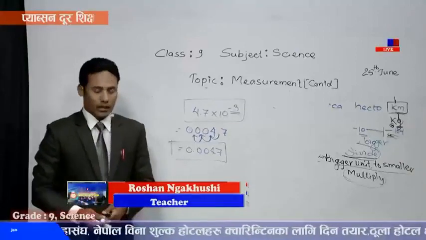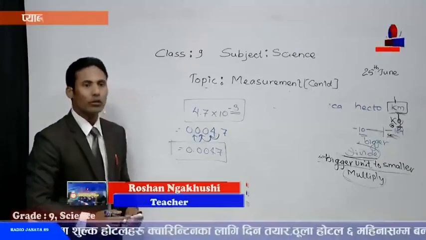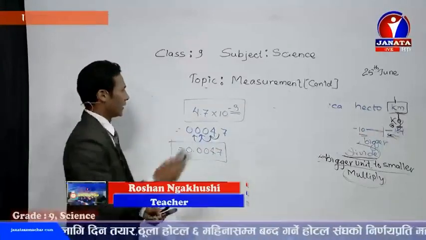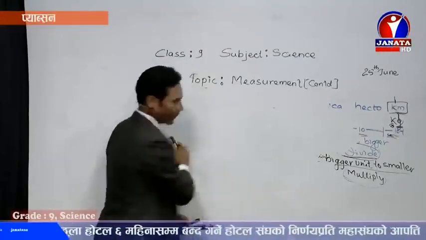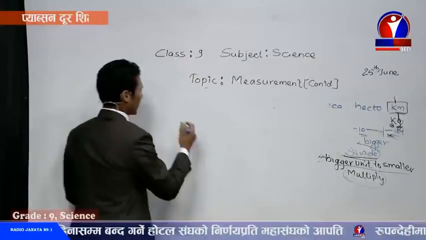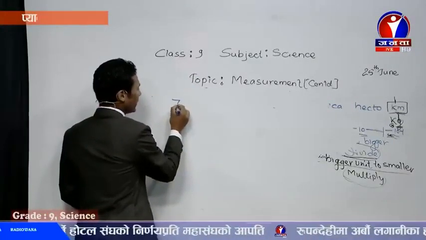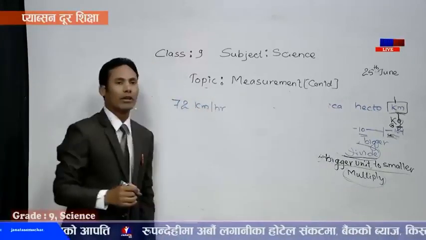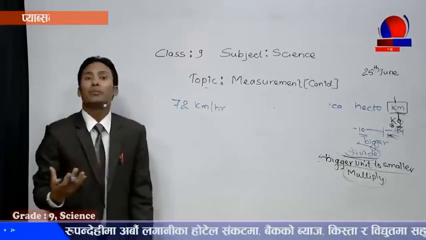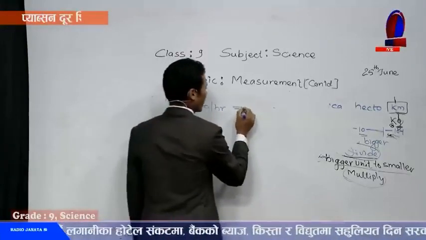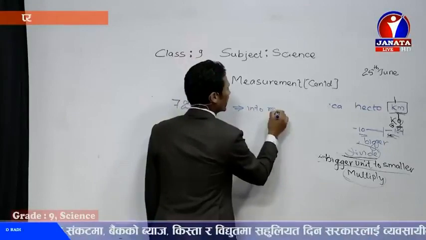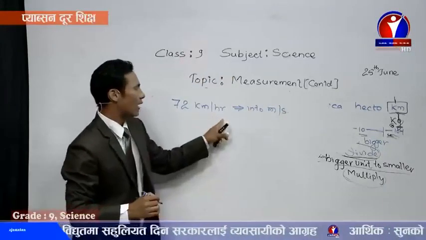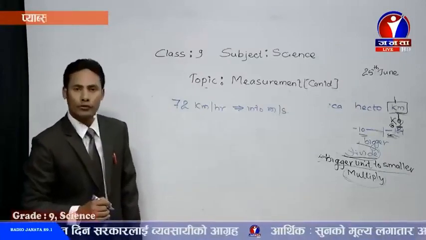Okay. So there are some more useful conversions. I will explain a few, and then we will wrap up this class. Suppose we have 72 kilometer per hour, and we want to convert this into meter per second. So let's see how to convert kilometer per hour into meter per second. This is also useful for numerical problems.